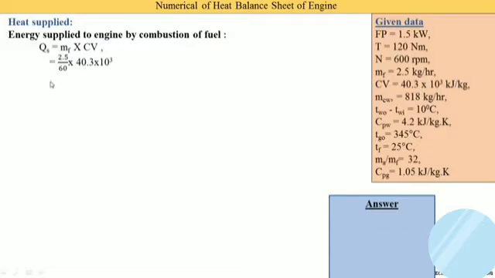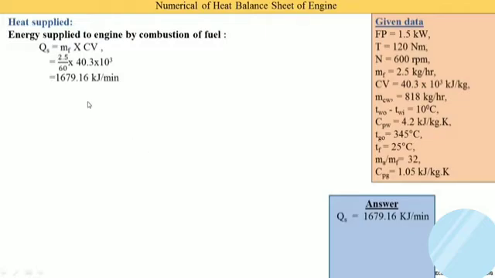So what is the unit of this QS? We know that the unit of mass is kg per hour and CV is kilojoule per kg. So kg is cancelled, and the unit is kilojoule per minute because we divided by 60. So the answer is 1679.16 kilojoule per minute. If we do not divide by 60, then the answer is in kilojoule per hour. So here we write the answer: QS is equal to 1679.16 kilojoule per minute.